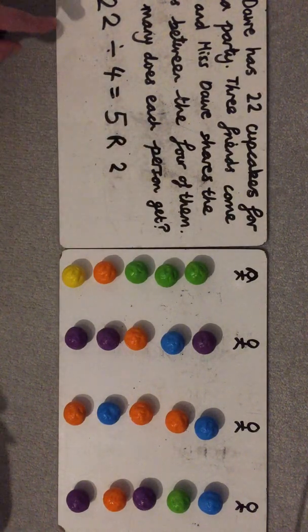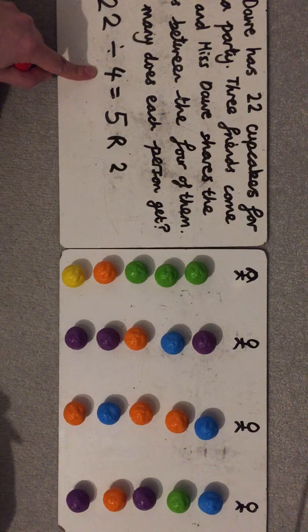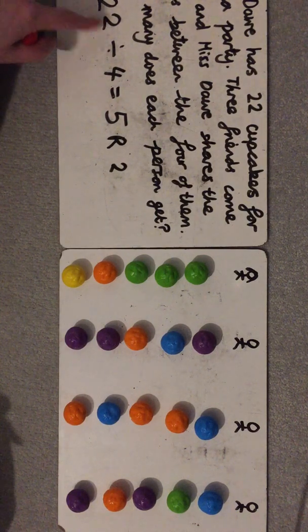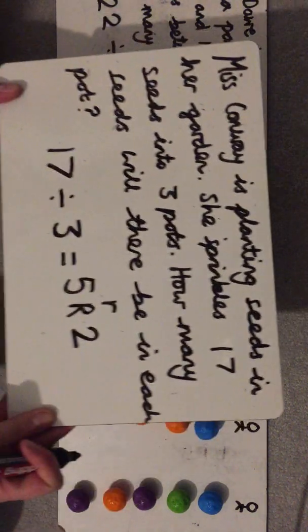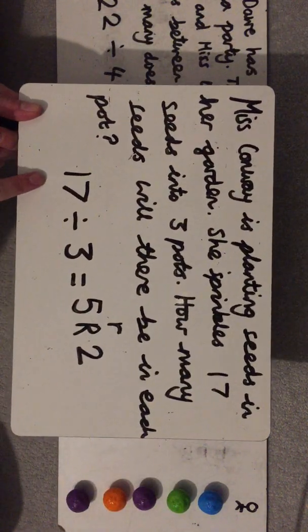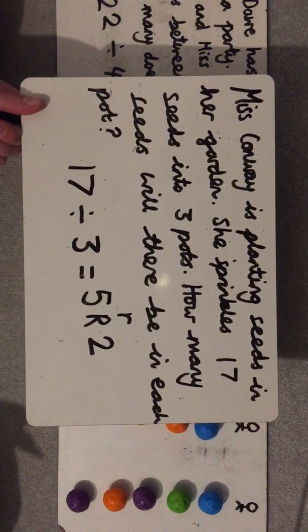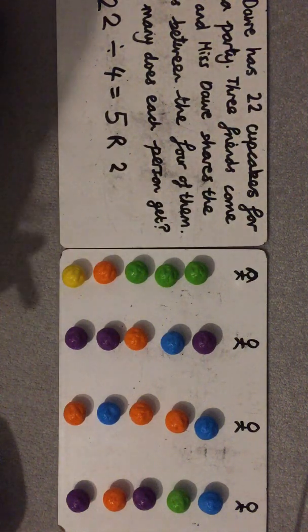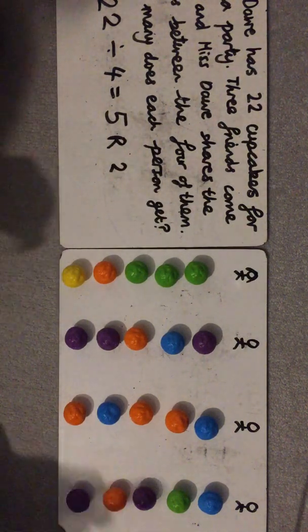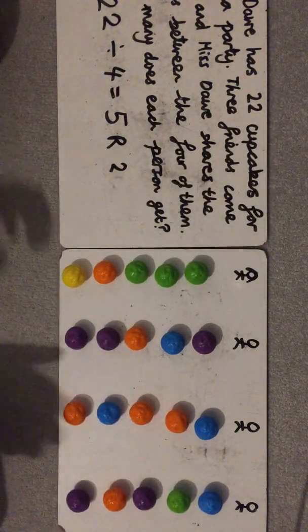And if you look, we know that 22 divided by 4, we can't share everything out equally because 22 is not in the 4 times table. Just like here, we couldn't share out Miss Conway's seeds totally because 17 is not in the 3 times table. Tomorrow we're going to look at how we can do remainders using our times table and a number line. But today we're going to use pictures and objects as it's our first lesson on this.